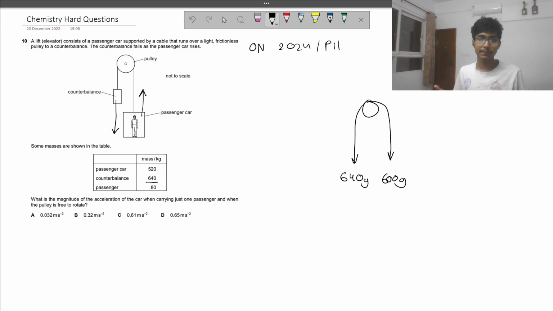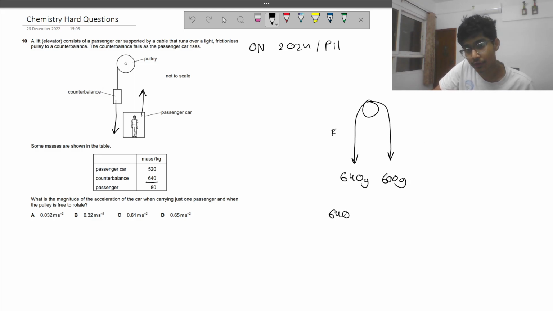So if we just imagine it, we can see there's more being pulled on this side compared to this side. This has a greater force which is pulling down. So what will happen? This part will fall and this part will rise up. So now we need to calculate the resultant force. So what will be the net force of this? We can just subtract this.